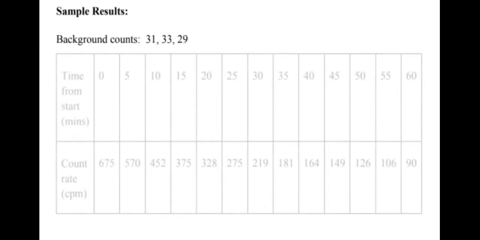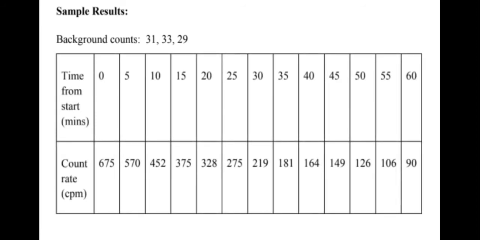So, we measure our background count level. We get 31, 33, and 29 when we do it 3 times. And then we take these results. So we've got the time from the start. At 0 minutes, the count rate is 675. At 5 minutes, it's 570, and so on.